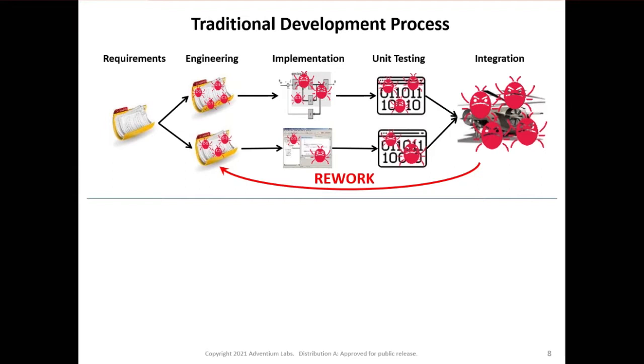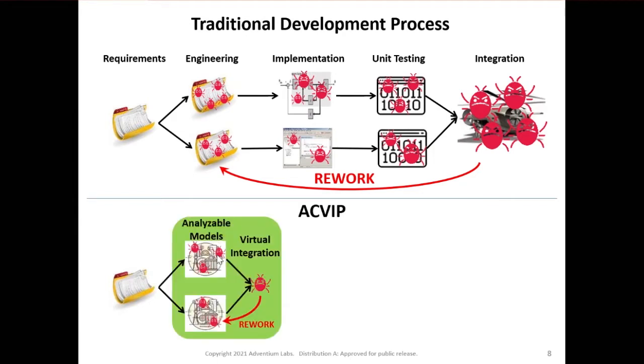Now let's contrast that with the ACVIP process. In ACVIP, we start out with the requirements process, but then as part of the engineering, we use virtual integration. We use models of the systems, and very early on, we can start integrating the models to find out if there are going to be issues, such as mismatched inputs and outputs or overloading certain resources. The nice thing about doing this check very early on is that going back to make changes is a very inexpensive step of changing your model, or even looking at requirements, but we can find these issues much earlier.